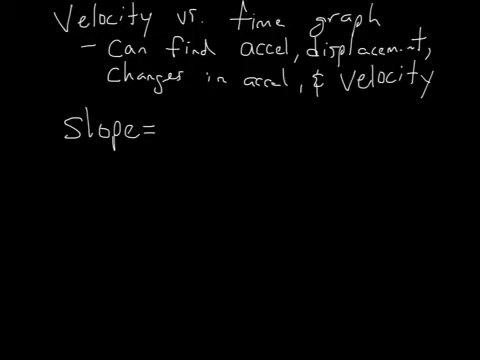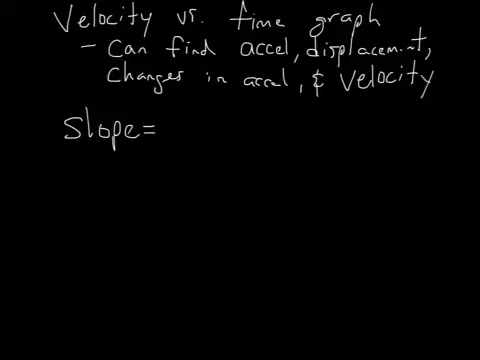Okay, so with our velocity versus time graphs next, we can use those to find acceleration, displacement, changes in acceleration, and velocity. Again, in this class, acceleration is always going to be constant, so we're not going to worry about this in our little discussion here, but we could use this to find a change in acceleration. Okay? And then next we're going to calculate the slope of a velocity versus time graph.